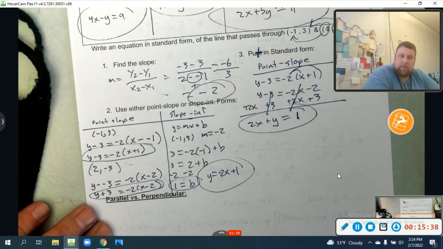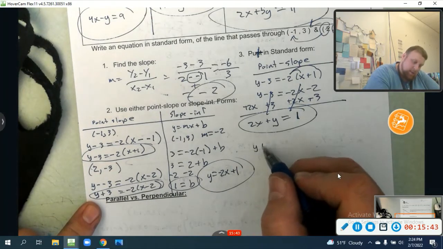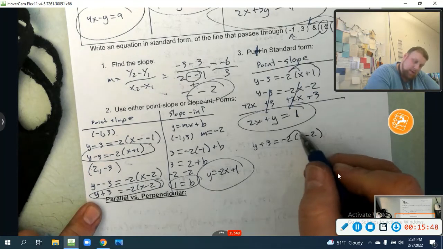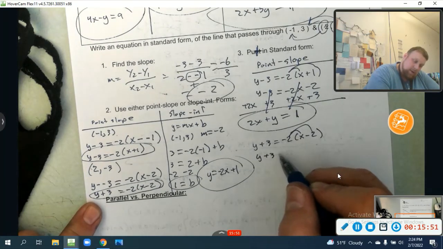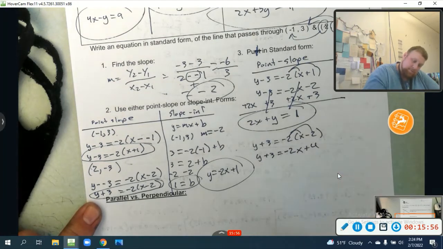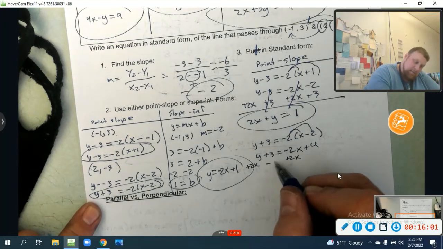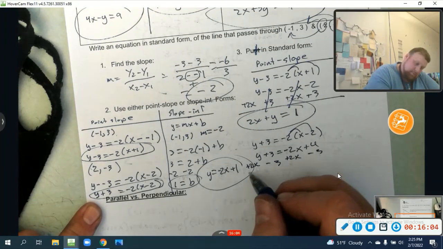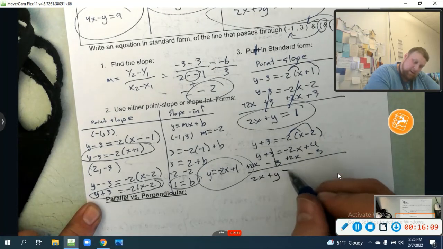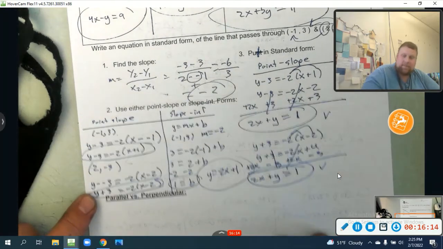Let's see if the others come up with that same answer. They should. Let's try it with my second one. I had y plus 3 equals negative 2 times x minus 2. Okay, multiply those out. I get y plus 3 equals negative 2x plus 4. Again, add 2x to both sides. And I'm going to subtract 3. What do I get? 2x plus my y, which is positive. That's gone, equals, that's gone. 4 minus 3 is 1. Look at that, same and same.